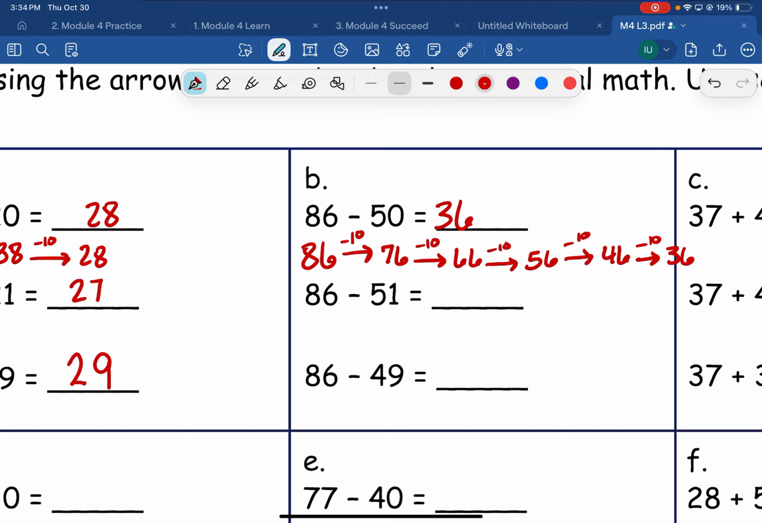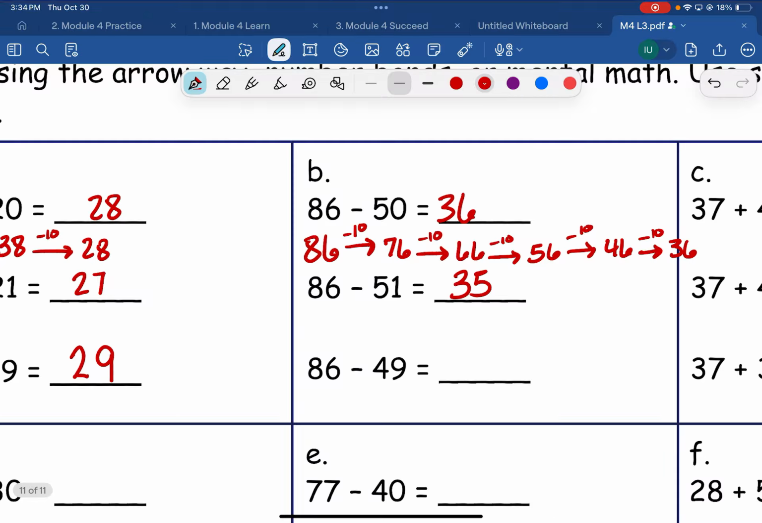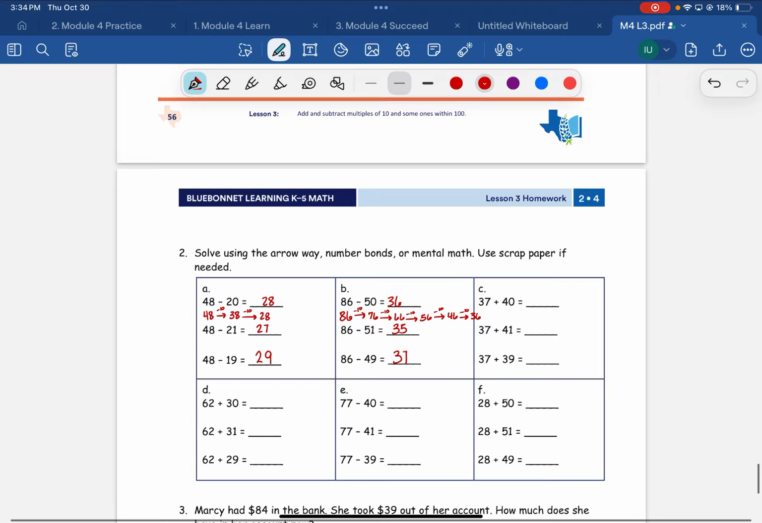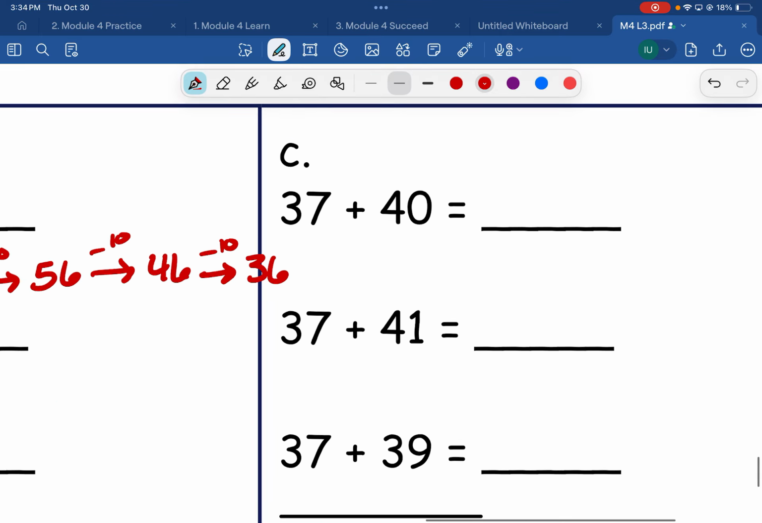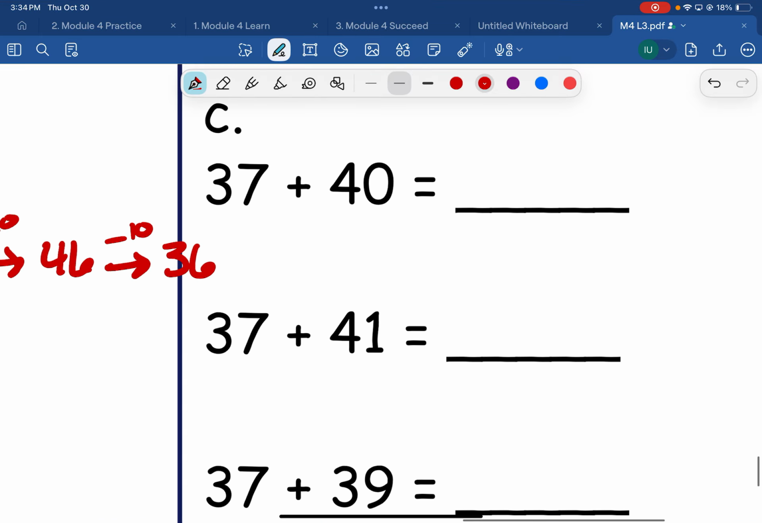So your answer is one less, which would be 35. Now we're going to take away 49, which is one less than 50. So your answer is going to increase by 1, which would make it 37. Okay, let's keep going. Now we're going to do 37 plus 40.